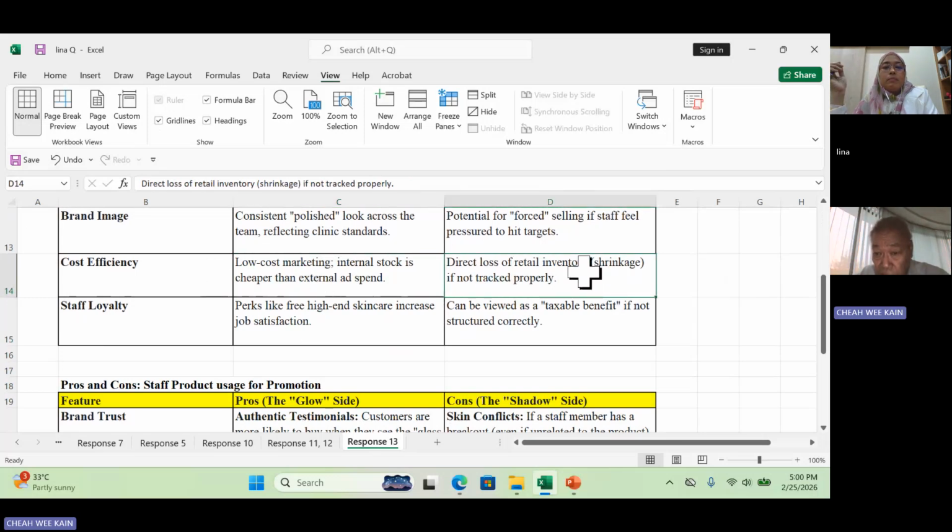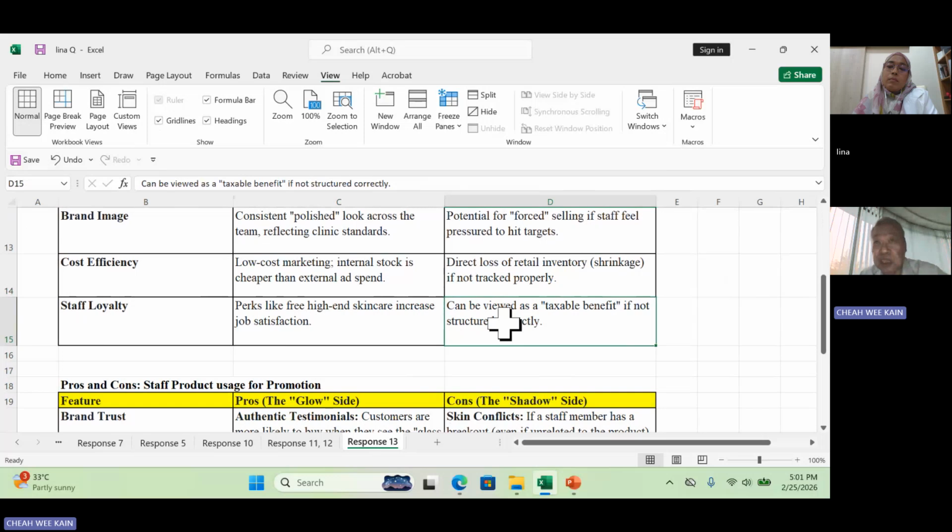So direct loss of retail, inventory shrinkage if not tracked properly, expiry stock. Yes, this is called expiry stock. Staff loyalty, free skin and hair treatment, increased job satisfaction, can be viewed as testimony. If not, this one in Malaysia you have to be very careful. When you give benefit to your staff, the income tax department can treat this as benefit in kind, and benefit in kind will be taxable.